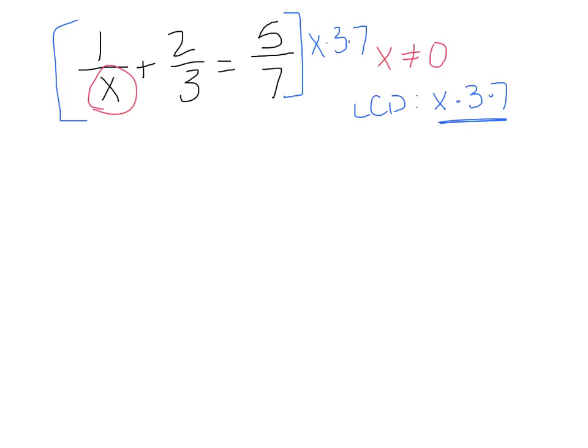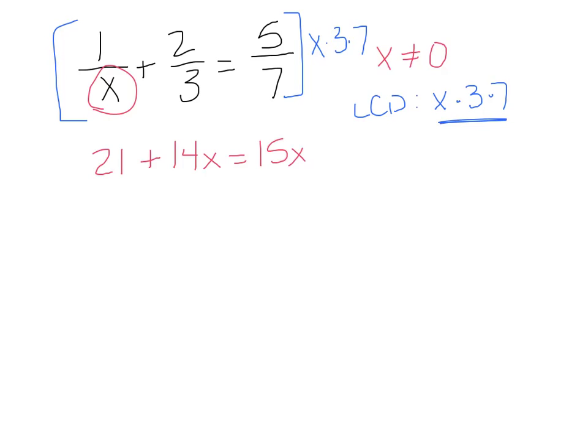Now if I multiply the first fraction by my least common denominator, the x's are going to cancel out, and all I'm going to be left with is 3 times 7 times 1, which is 21. Then when I multiply the second fraction by my least common denominator, the 3's will cancel out. So I'm going to be left with 2 times x times 7, which is 14x. And in the last fraction, the 7's will cancel. So I'm going to be left with 5 times x times 3, which is 15x.